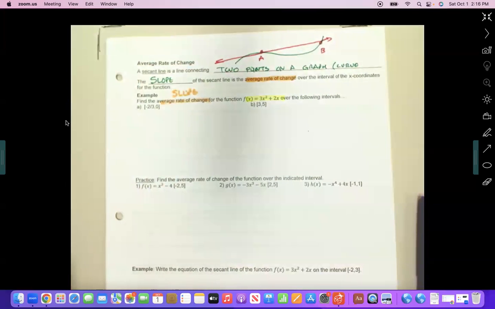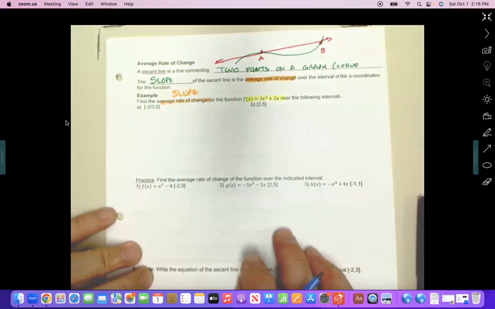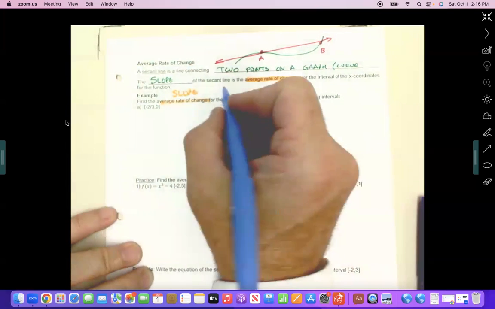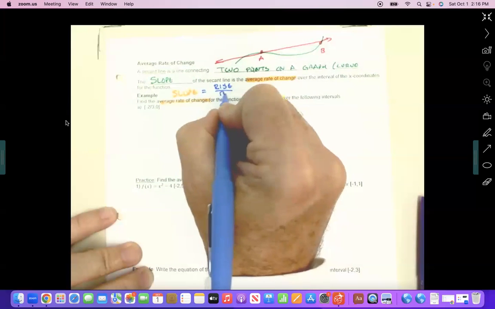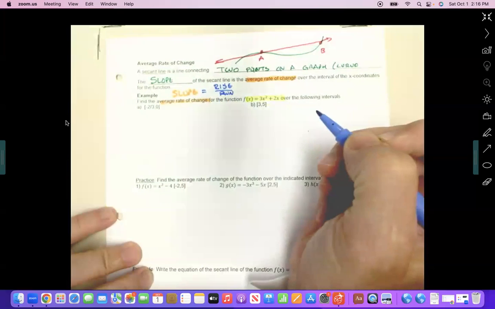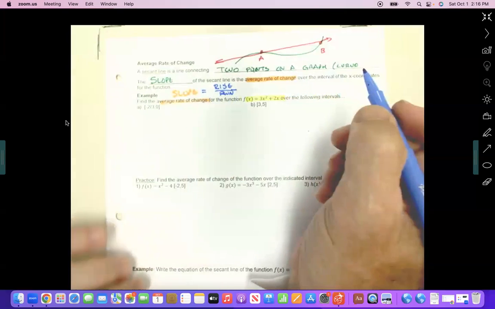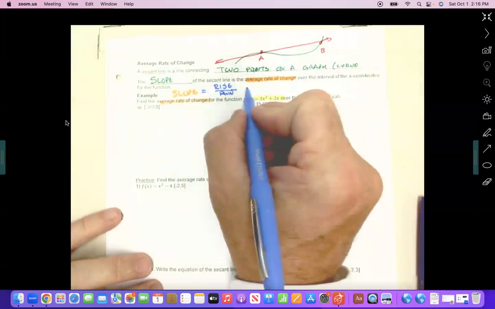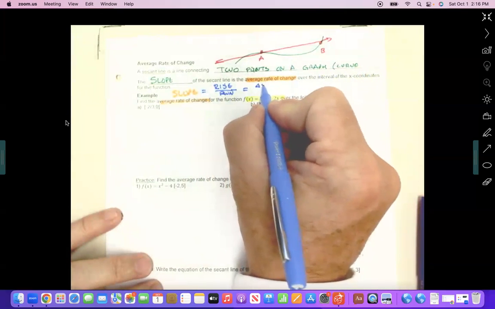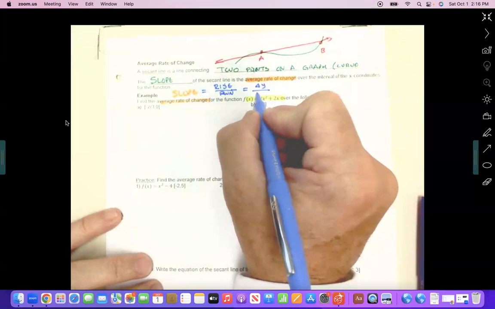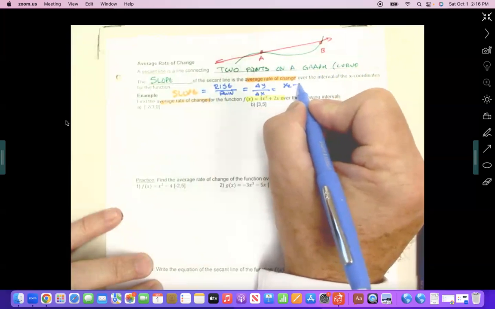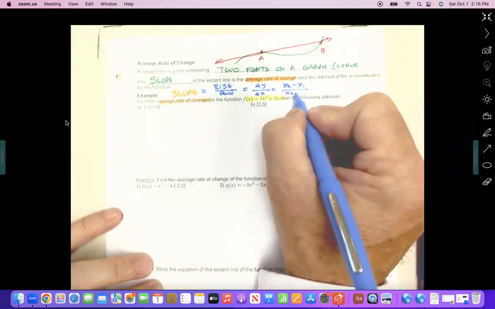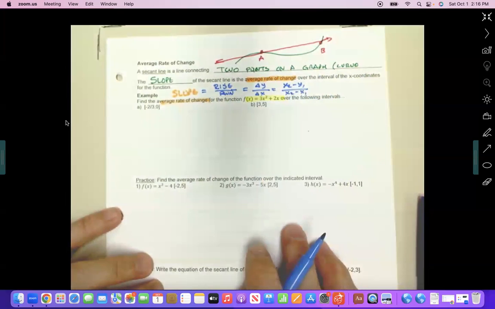In order to do that, we need to refresh ourselves with the idea of a slope, and slope is rise over run. Three most famous words from middle school: rise over run. That is a change in y, an up or down value, and a change in x, or y2 minus y1 divided by x2 minus x1.